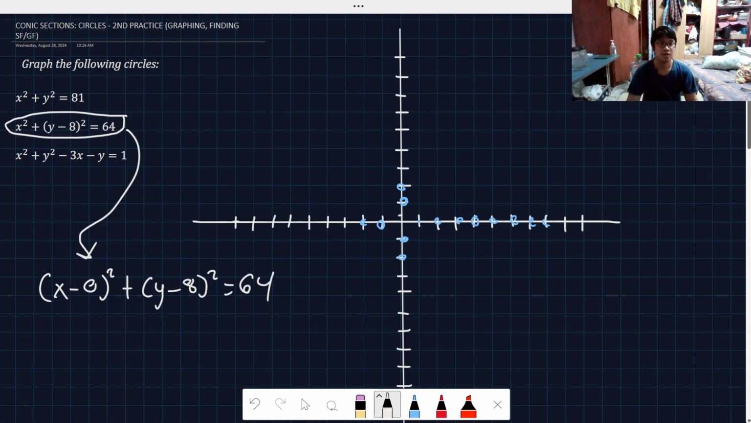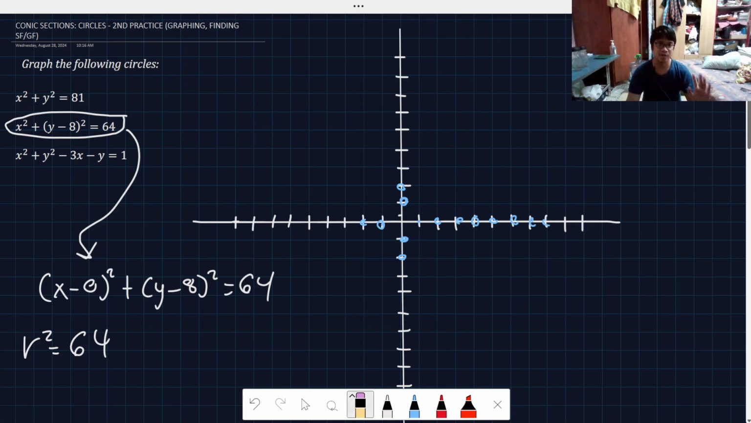All right. So with that in mind, we can now proceed to the next step that we need to be aware of, which is the value of your r squared. Remember, r squared is just basically the number on the right side. So r squared is equal to 64. So now, is it greater than 0? In this case, yes, it is greater than 0. So in that case, we can graph this circle.